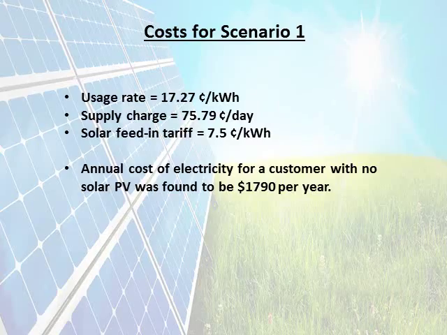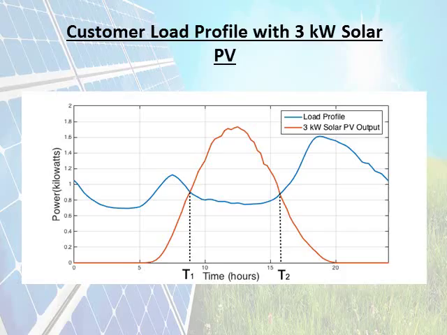By integrating under the load profile curve, the average energy used by the customer per day can be calculated. From that daily energy usage, it was calculated that the customer would spend $1,790 annually on electricity. This figure shows the customer load profile in blue, along with the average daily output of a 3 kilowatt PV system in red. Both these curves were used to calculate the associated costs with scenarios 2 and 3.